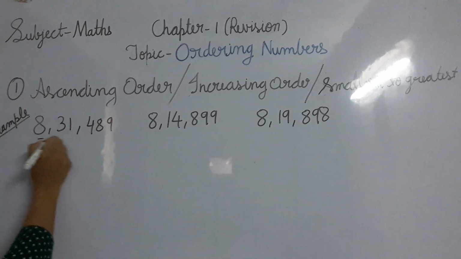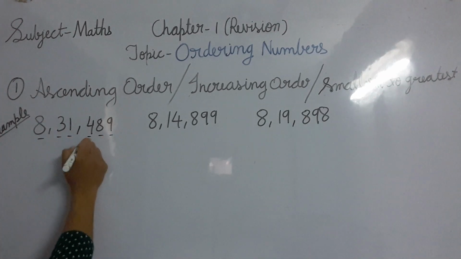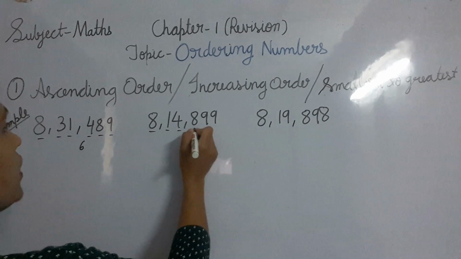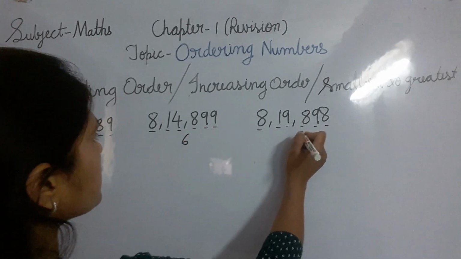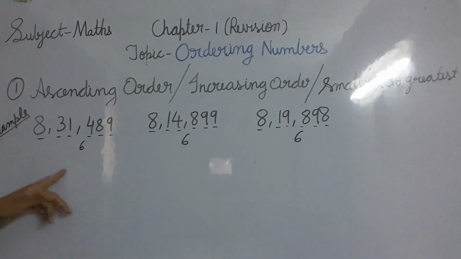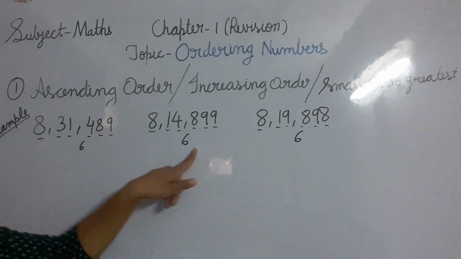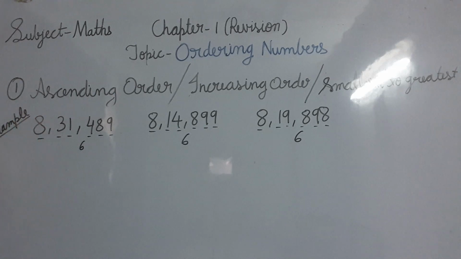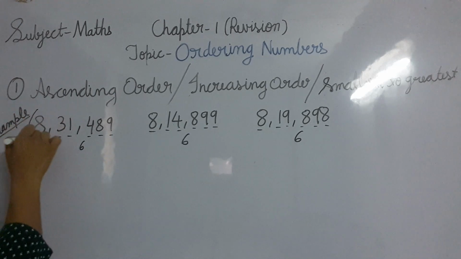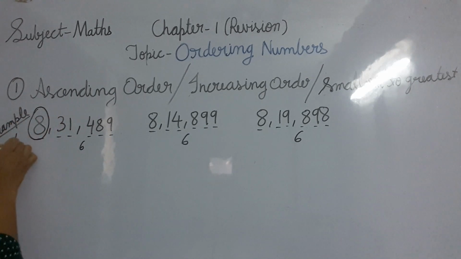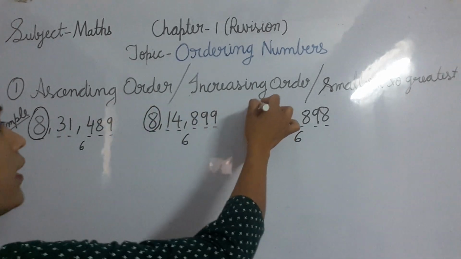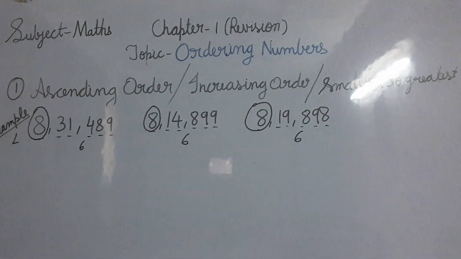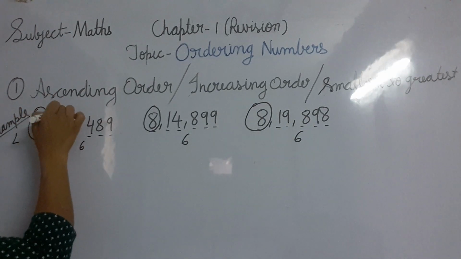So here there are 6 digits in each of the 3 numbers. If the digits are the same, then we check the leftmost digit. Leftmost means this one on the left side. Here we have 8, here also 8 and here also 8. If this digit is the same, then what do we do? We check the next digit.